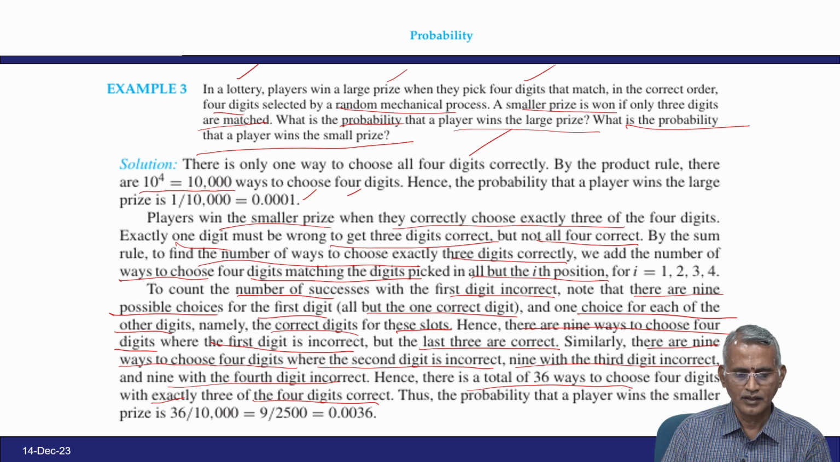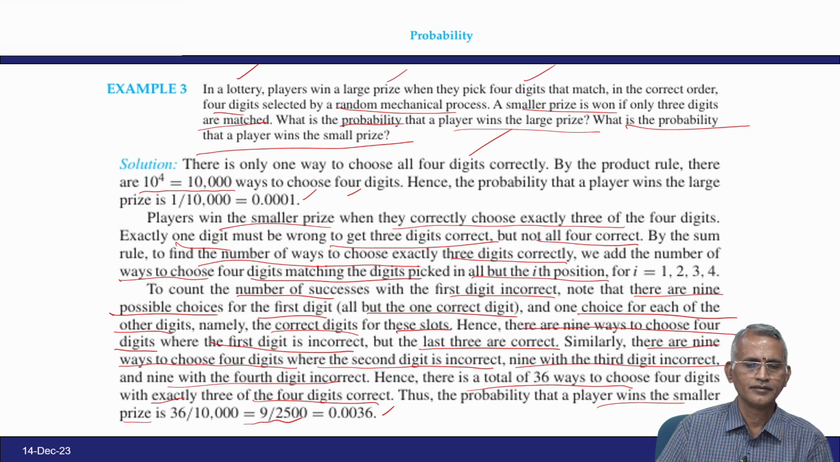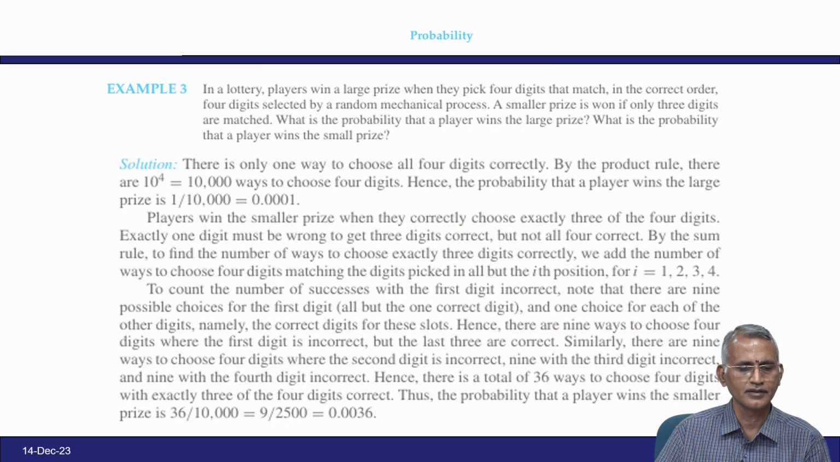So, the probability that the player wins a smaller prize is 36 by 10,000, which implies 9 by 2,500, which is equal to 0.0036. So, this way we can calculate the probability that players win the large prize and the small prize. I hope you can understand the problem related to basic probability ideas.